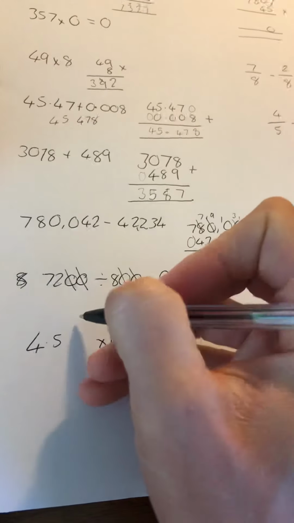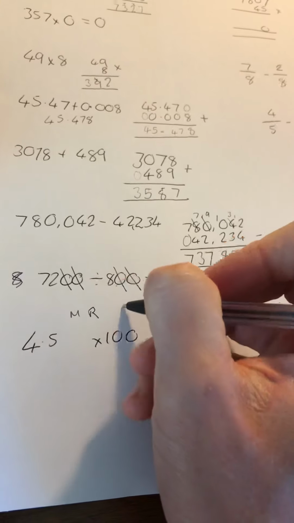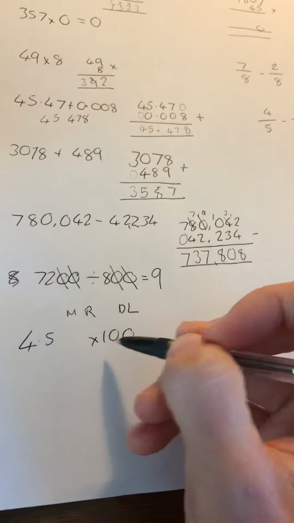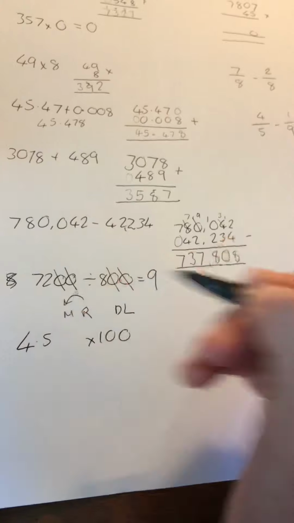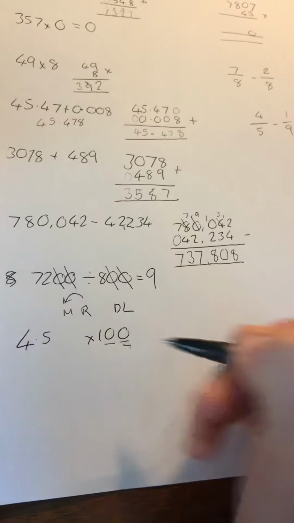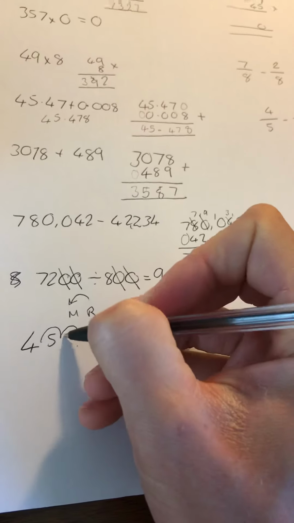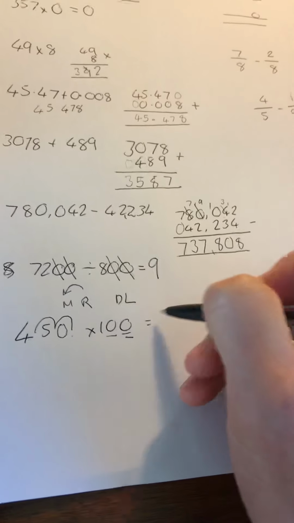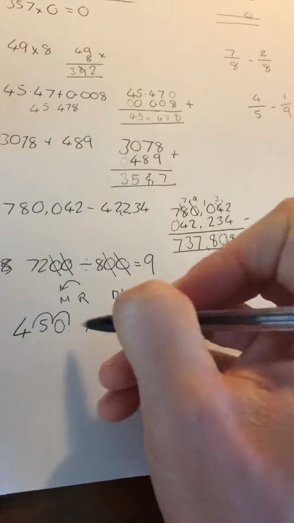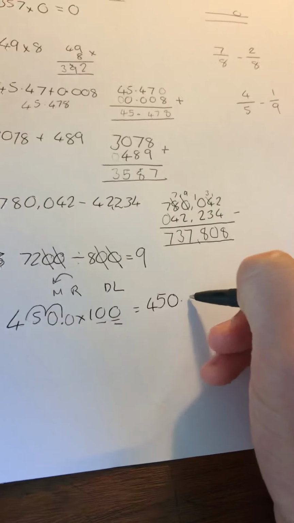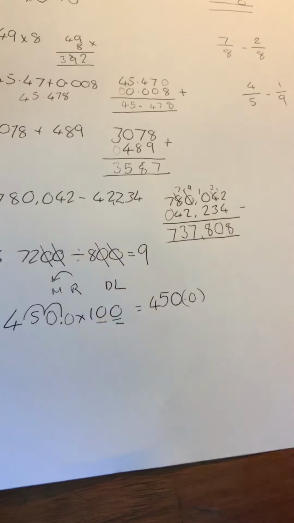4.5 multiplied by 100. So I'm multiplying, I'm going to jump the decimal point to the right 2 places because there's 2 placeholder zeros. So 1, 2, it lands there, so I've got a space to put my 0 to make 450. You might have put 0.0, which is fine. Don't need to, no value.